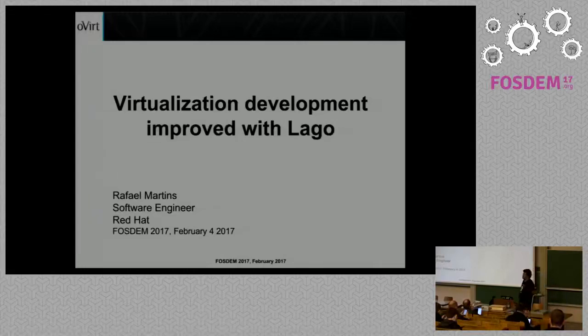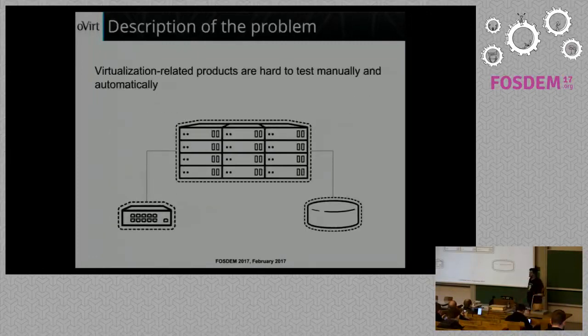And this talk is to show you how we use some tools in Overt to improve the way we test software and release software. So let's start by describing what's the problem we are actually trying to solve.